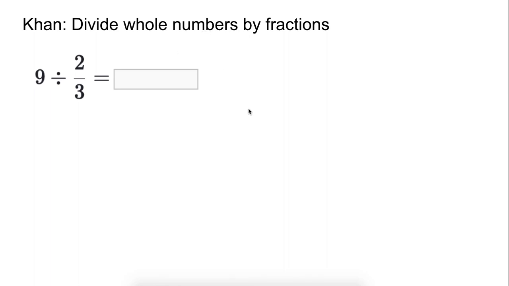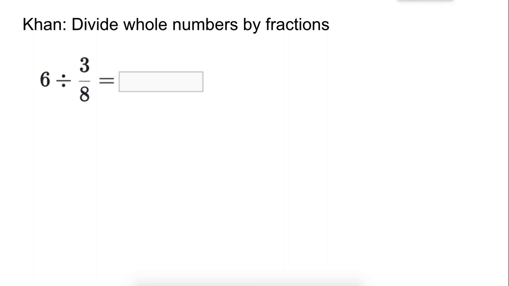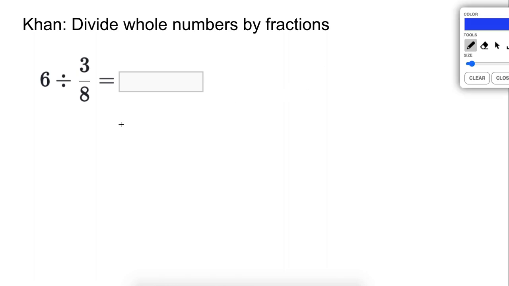Let's close this, go to our next one. Okay, and if you want to just pause this at any time, if you think you got it, you can start working on the Khan lesson. Okay, again, we change our whole number to a fraction, so we end up with 6 over 1 times the reciprocal of our fraction we're dividing by, and it's always the one you're dividing by that you flip, that you find the reciprocal of. So that would be 8/3.